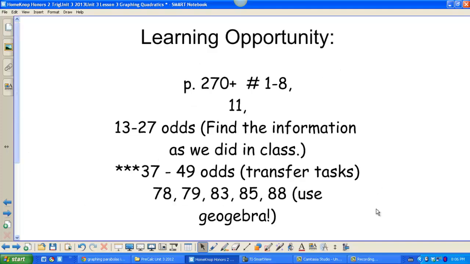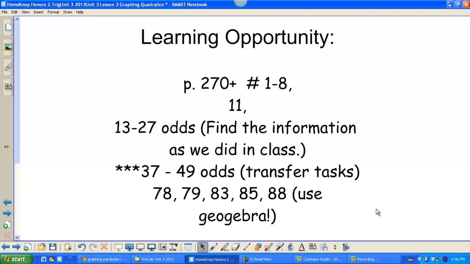Your assignment is the following learning opportunity. Page 270 is where it starts. Do problems 1 through 8 and 11. On 13 to 27 odd, make sure you find all the information we did in class. If you use the graph paper I gave you, it should be a non-issue. 37 to 49 require you to work backward. It's a little bit of a different problem, but you can do it.